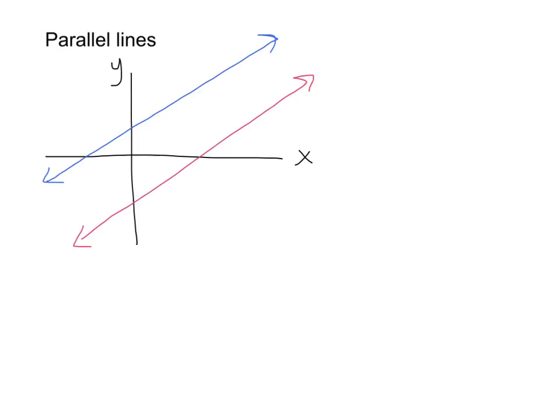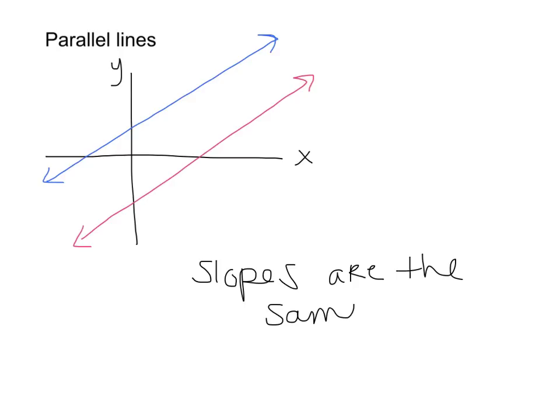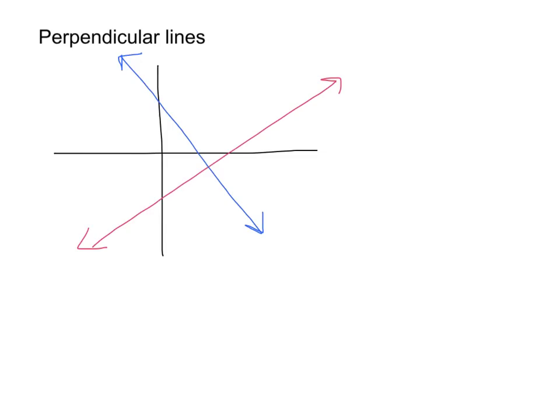Now let's talk about parallel lines. So parallel lines are never going to intersect, and their slopes are the same. Their slopes being the same allows them to never intersect, but if you notice, their y-intercepts are going to be different. Perpendicular lines are going to intersect, and they actually make a 90-degree angle where they intersect. So these slopes are negative reciprocals of each other.